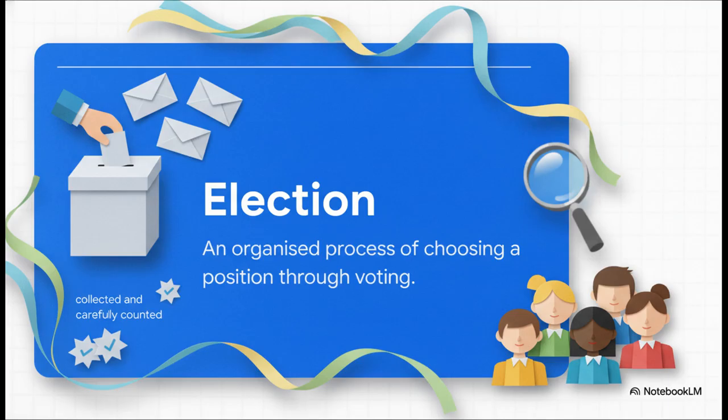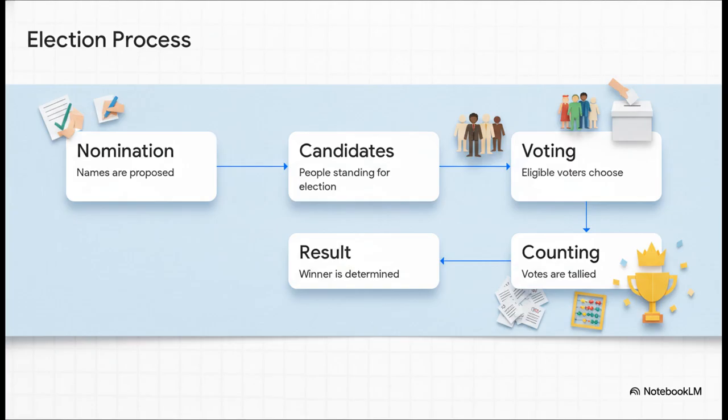It's called an election. An election is literally just an organized process where people choose someone for a position through voting. It is a super structured, fair way to make a big group choice. Now, an election isn't just some random event where, boom, someone suddenly becomes the leader. No, it's a really careful, step-by-step process. We can break the whole thing down into 5 main stages: nomination, candidates, voting, counting, and finally, the result. Honestly, understanding the sequence makes the whole idea of how we choose our leaders so much easier to grasp. So let's walk through these exact steps together.